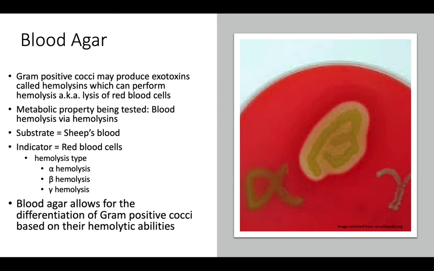So we are looking for bacteria that can produce the exotoxin, so exo meaning outside, it's secreted, toxin meaning it's going to degrade other cells. The exotoxin we're looking for is a hemolysin, which can break open blood cells. So hemo refers to blood, lysis, breaking open. So we want to know, do these bacteria produce an exotoxin that can perform hemolysis, lysis of red blood cells? So the metabolic property being tested would be blood hemolysis via hemolysins. The substrate here, the thing that's going to change, is the blood itself. Is it able to break open these blood cells or not? So the indicator is also the red blood cells, and we can see them change.